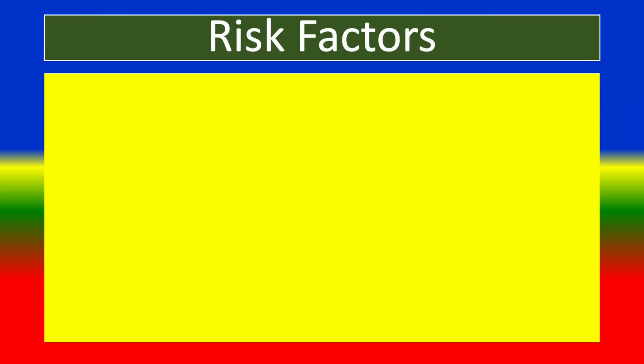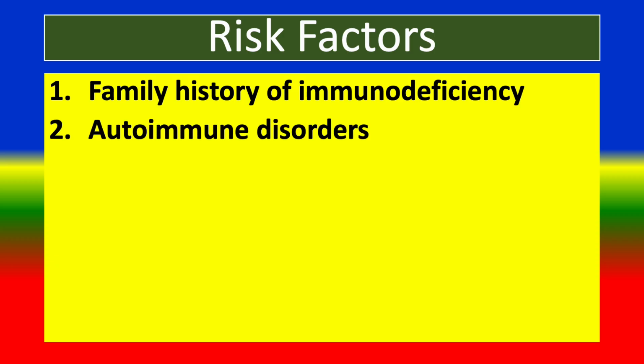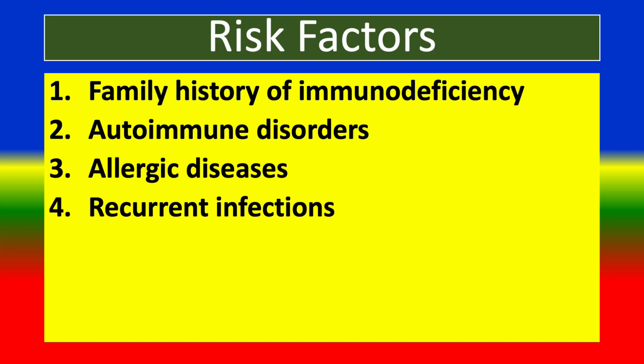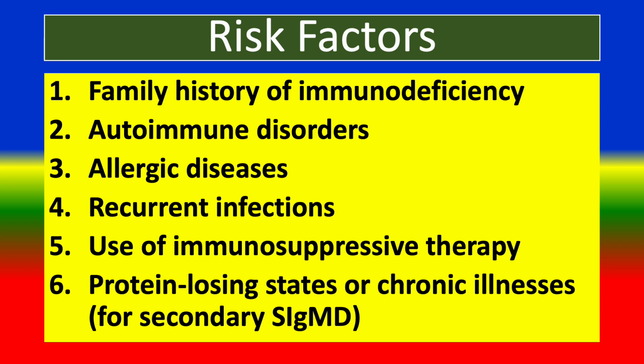Risk factors. 1. Family history of immunodeficiency. 2. Autoimmune disorders. 3. Allergic diseases. 4. Recurrent infections. 5. Use of immunosuppressive therapy. 6. Protein losing states or chronic illness. For secondary SIgMD.